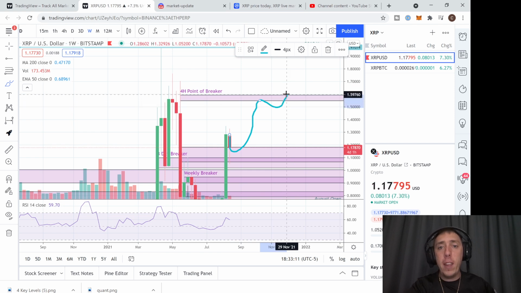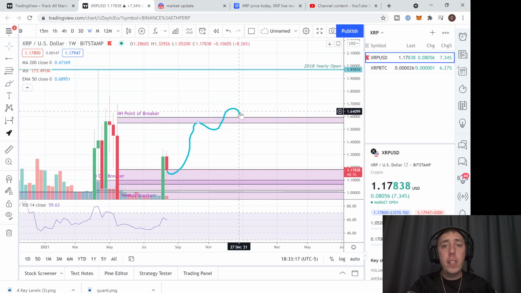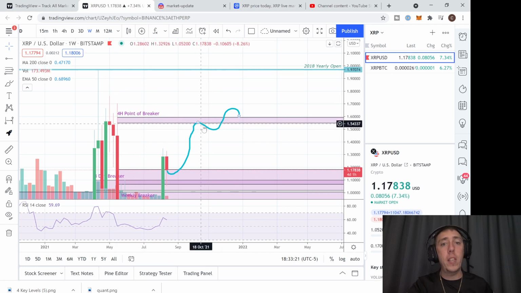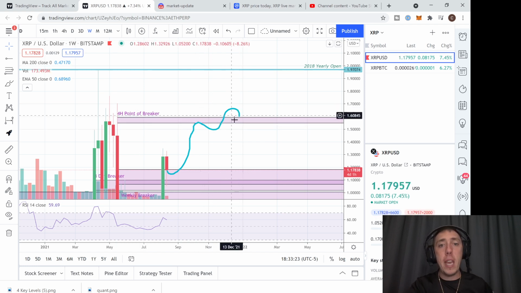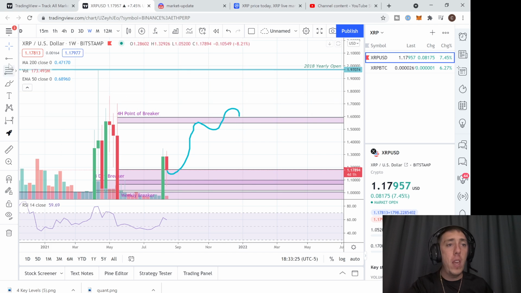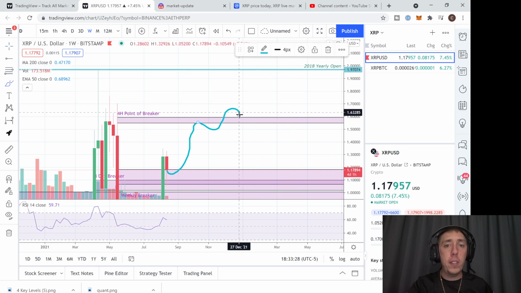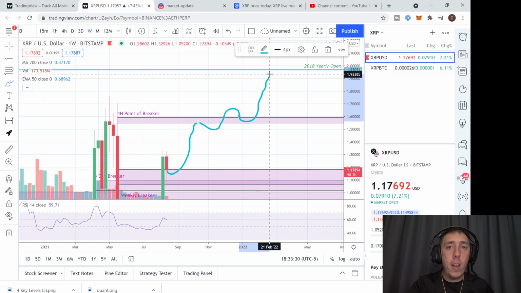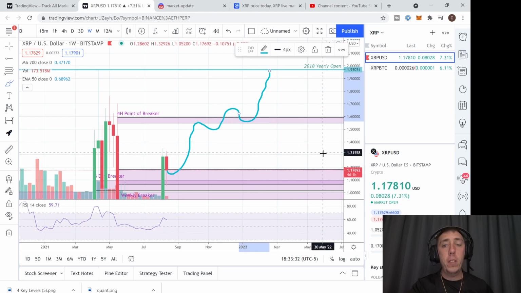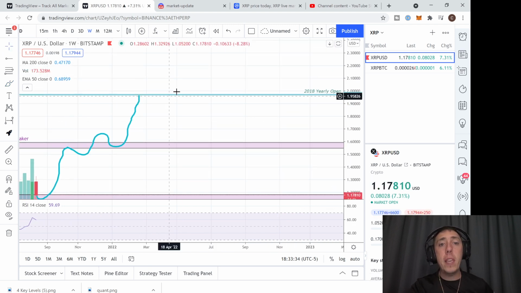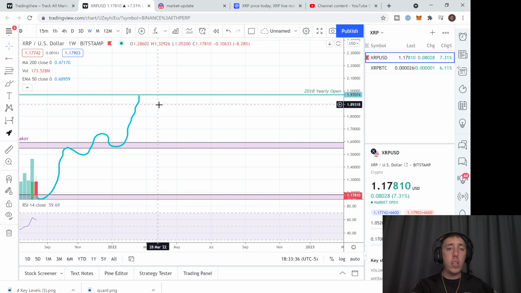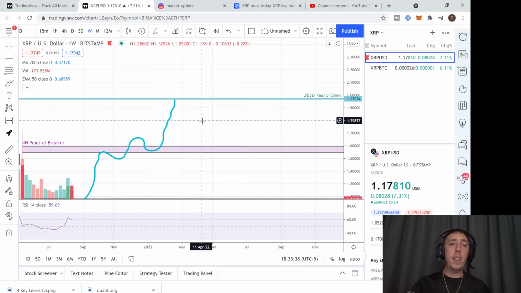Now, if it comes up here again and gets above it, and it comes back down, what should you do? You should buy. Reason why? Because this should now act as a major support level. Because what was once a resistance, once it's been reclaimed, it should be a support level. Okay? Now, let's say it holds a support and comes to the yearly open. What should you do? You should sell. Why? Because this is going to be a major resistance level because it's a yearly open.